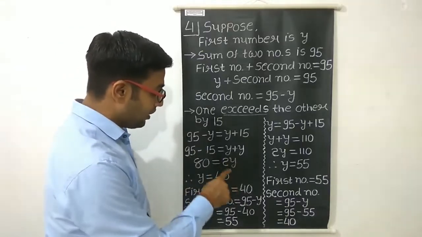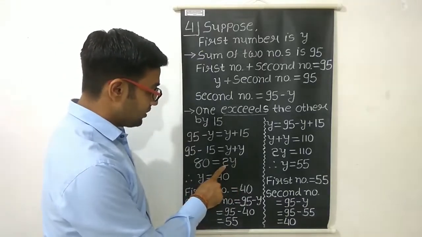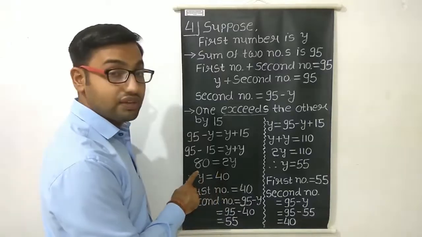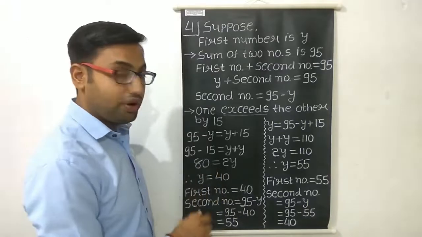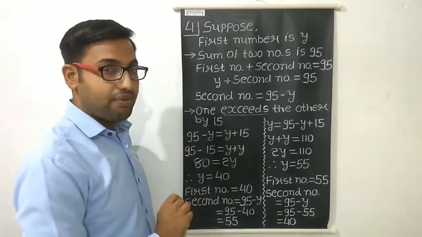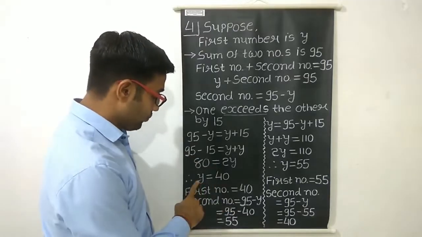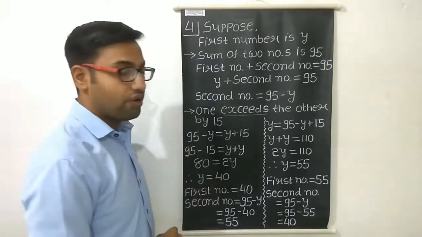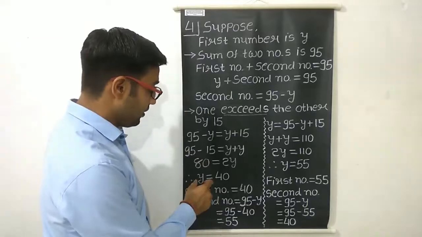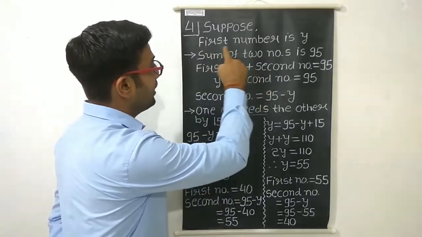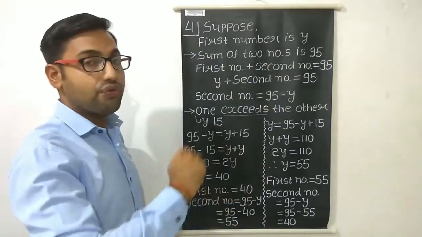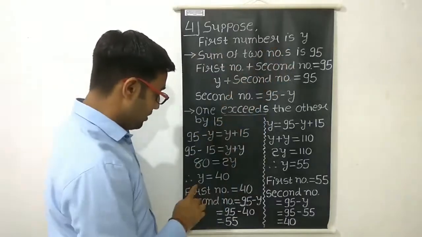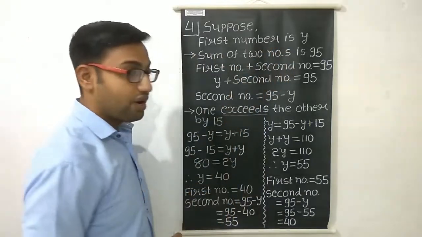Okay, we need the value of y only. So we have to take this 2 to the left hand side and it will go in the denominator with 80. So 80 divided by 2 gives us 40. So the value of y becomes 40. And see, what we have supposed, y is the first number out of two numbers. So the first number becomes 40.